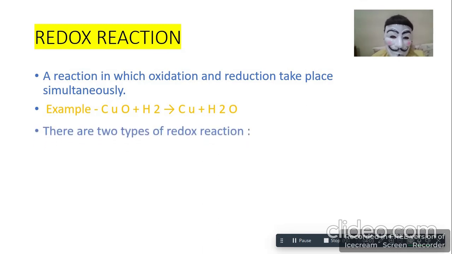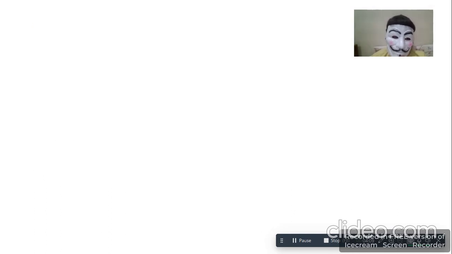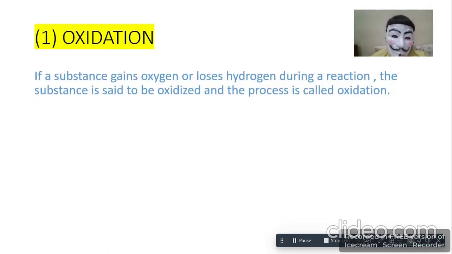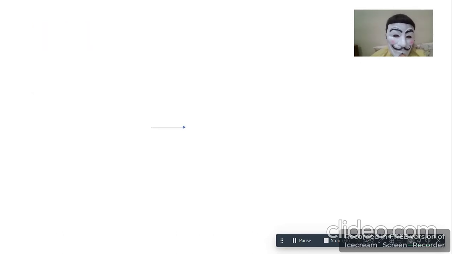As I told you, a redox reaction involves oxidation and reduction. Oxidation means that if a substance gains oxygen or loses hydrogen during a reaction, the substance is said to be oxidized, and the process is called oxidation. In short, it can be written as addition of oxygen, O2, and removal of hydrogen. Example: copper plus O2, oxygen, when heated, forms 2CuO.